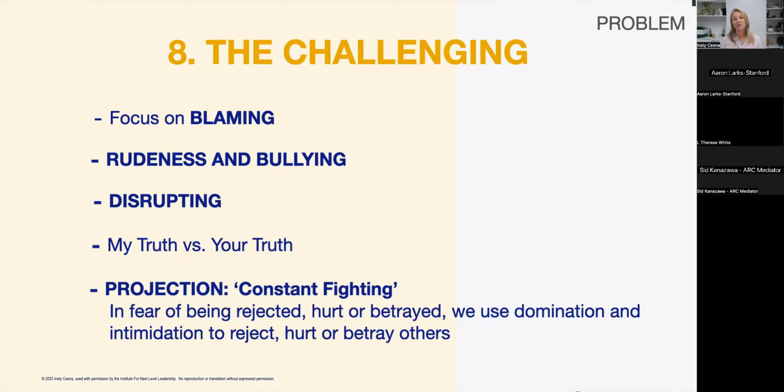There is a fear underneath it all, which is the fear of being rejected, hurt, or betrayed. So because I'm afraid I'm going to be rejected, hurt, or betrayed, I just do that before the other does it to me. So I use domination and intimidation to reject, hurt, and betray others. And I enter into this place of constantly fighting with the world and everything that shows up in front of me. Here is a little video representing this dynamic. Here we go.